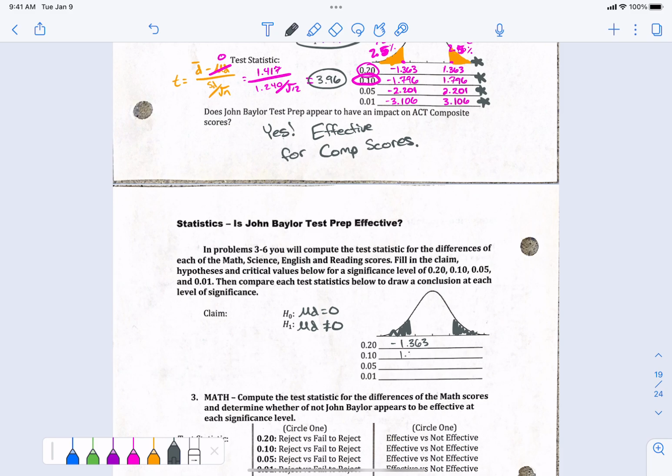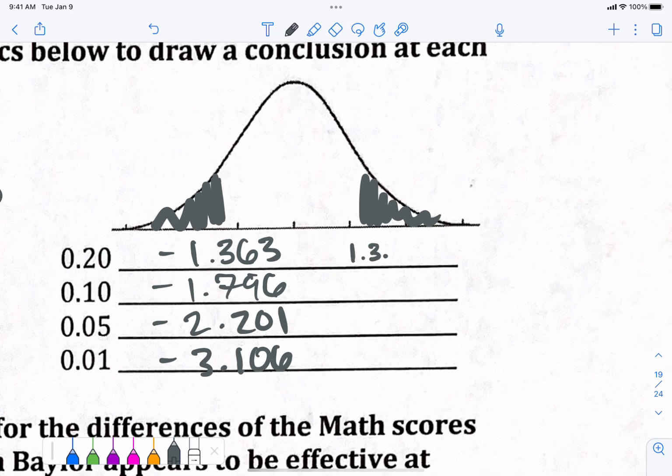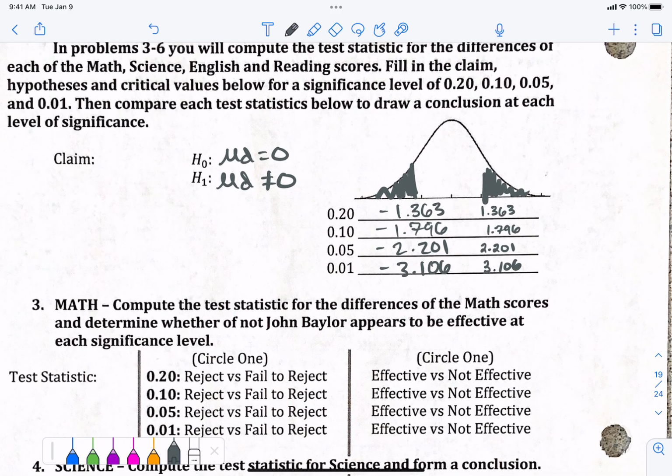1.363, 1.796. I'll zoom in here in a second as soon as I get them up here. And 3.106. Negative, negative, negative. All right, so positive 1.363, 1.796. That's the cutoff mark where each one of these bell curvy things is. Do you understand what I'm getting at here? Yeah. Okay, there's my stuff.